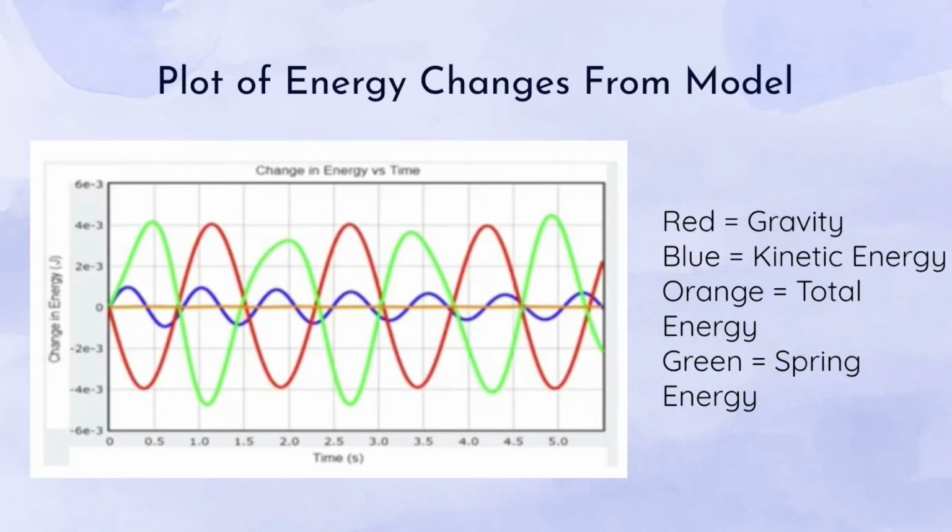This slide shows the plot of the change in energy over time. The red line shows the change in potential energy due to gravity, the blue line shows the change in kinetic energy, the orange line shows the change in total energy, and the green line shows the change in potential energy due to the spring.